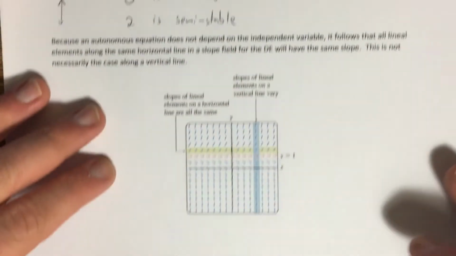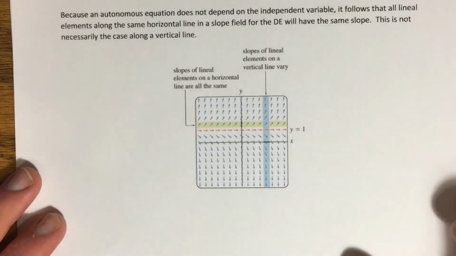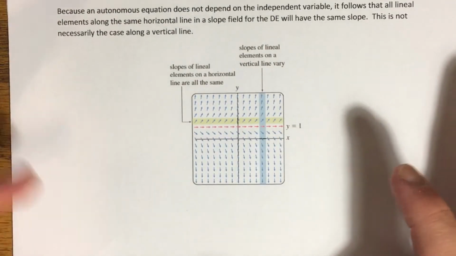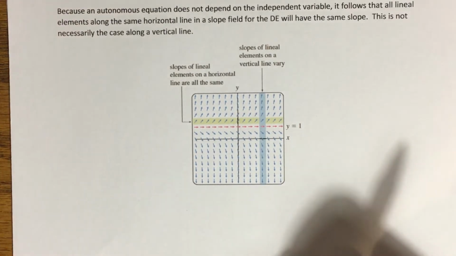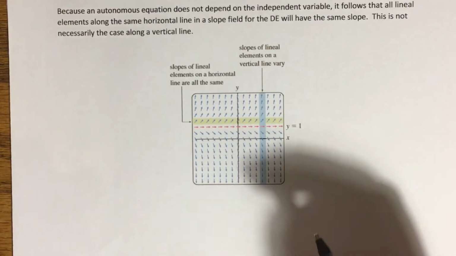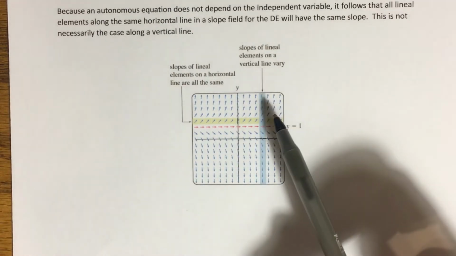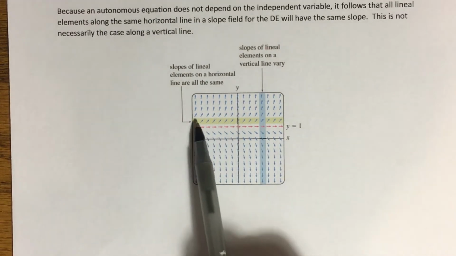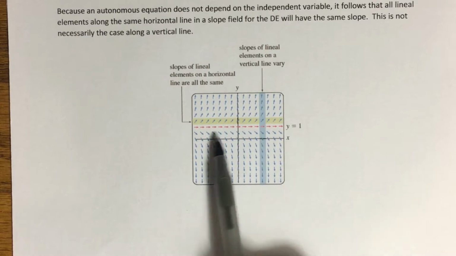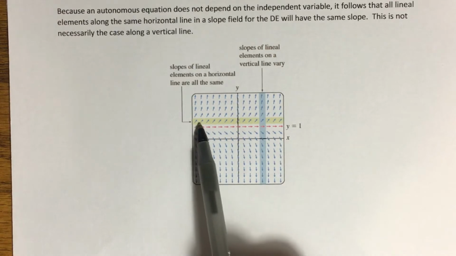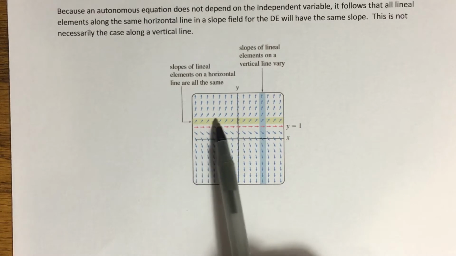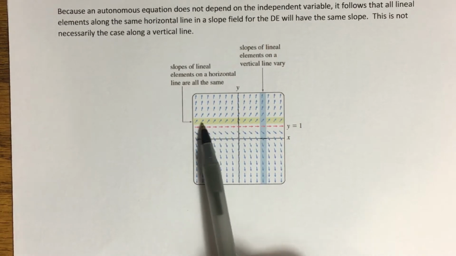All right, just a little bit left to cover here. Because an autonomous equation only depends on that y, or that dependent variable, and because x is not playing a role in that, if we were to create a slope field for an autonomous DE, we would notice something very interesting. We would notice that along any horizontal line in the plane, all of the lineal elements will have the same slope. So we've highlighted that here. You can see along this horizontal strip, all of these lineal elements are pointing the same direction. They all have the same slope.